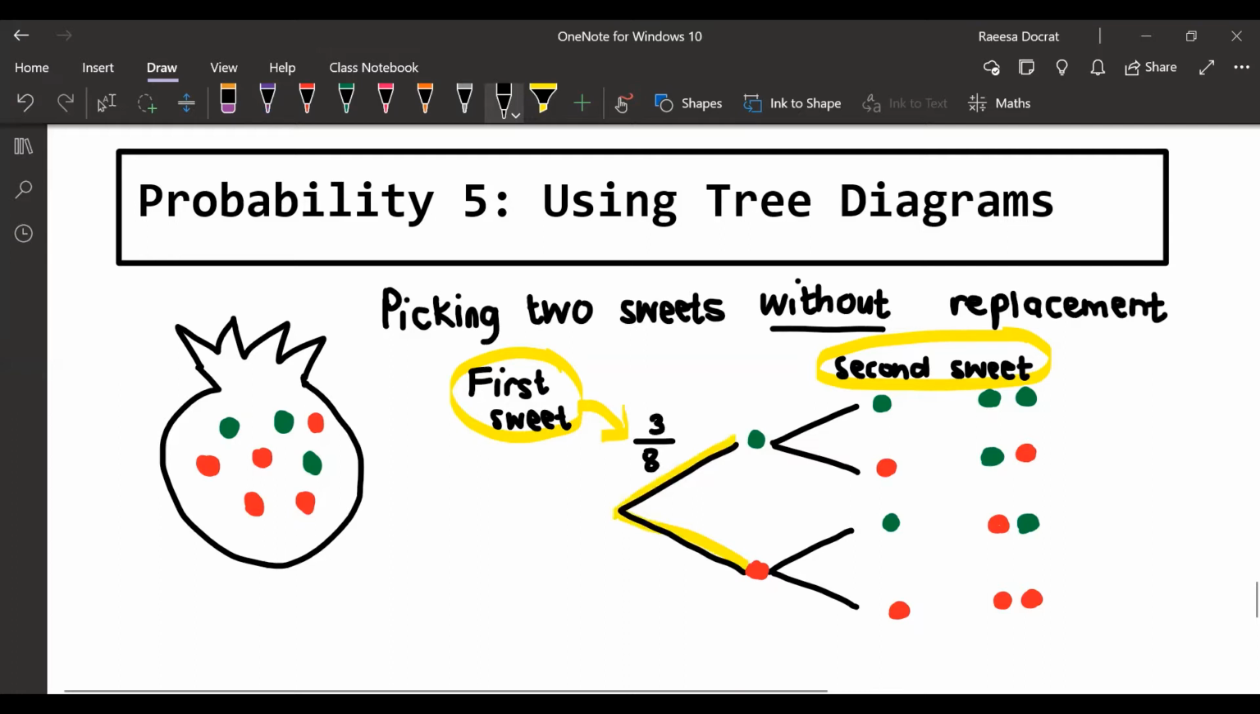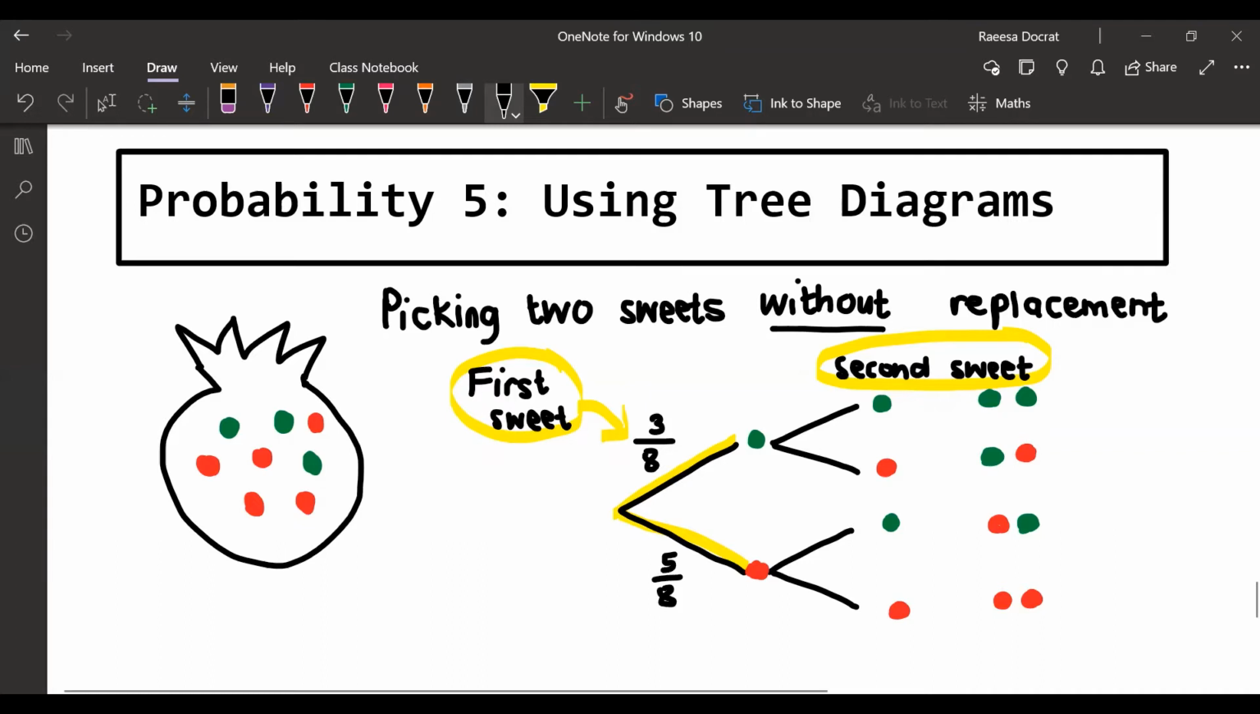The probability of us getting a red sweet is then, there are 5 red sweets, so it's 5, and the total number of sweets is still 8. So there, on our tree diagram for the first event, we've included all of the options and the probability of getting those options. Okay, so now let's move on to the second event.